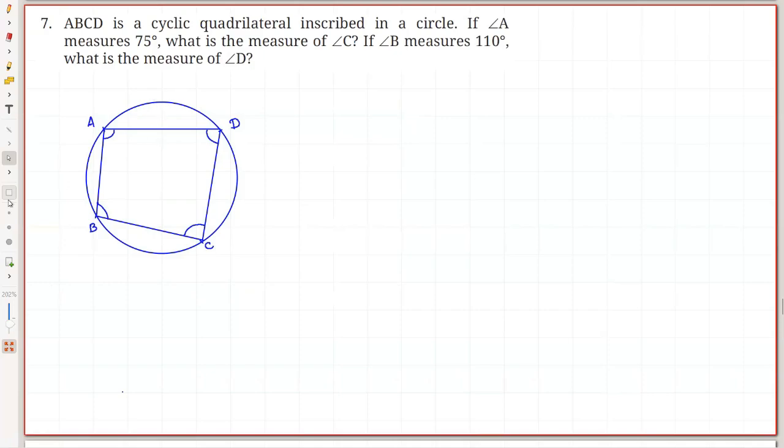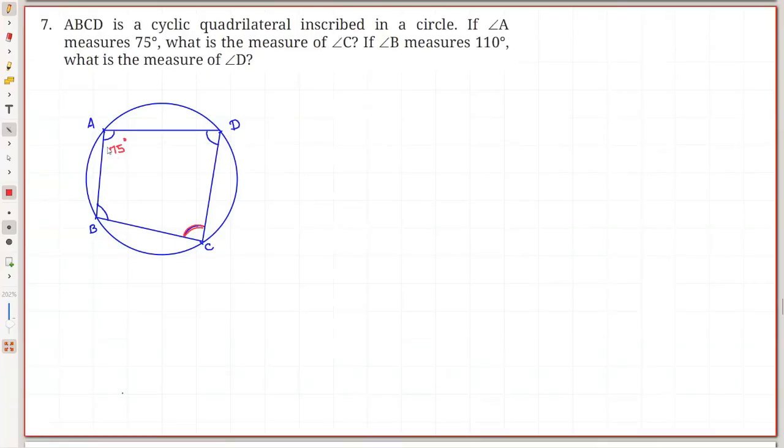I have named it A, B, C, D. ABCD is a cyclic quadrilateral. Here, angle A is equal to 75 degrees. They're asking what is the measure of angle C. Angle C we have to find out.